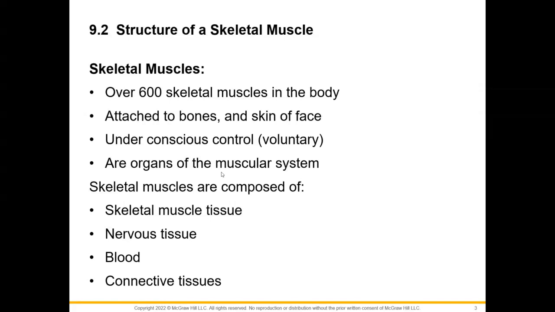So there's over 600 skeletal muscles in your body, and they are attached to your bones and also the skin of your face. Again, they're under conscious control, so they're voluntary. They are organs of the muscular system. And as you go back to that first chapter, you'll remember that an organ is a group of tissues that works together for a common function. Okay, skeletal muscles are composed of skeletal muscle tissue, as you would think, but also nervous tissue and blood and connective tissue.